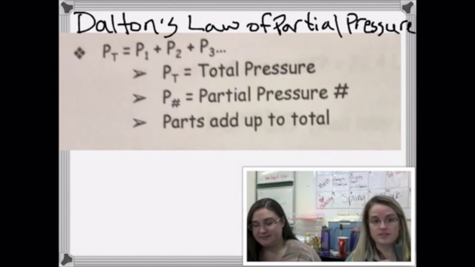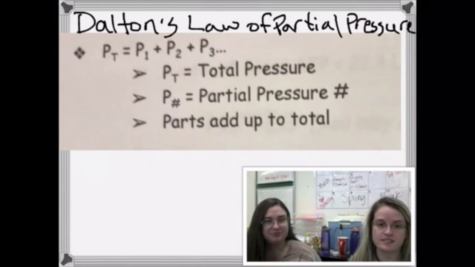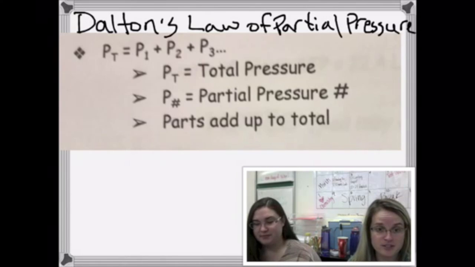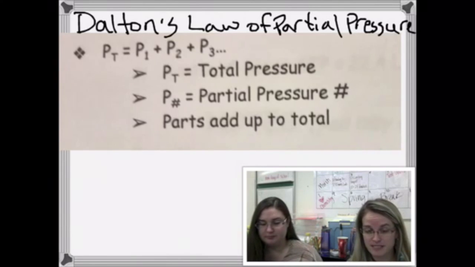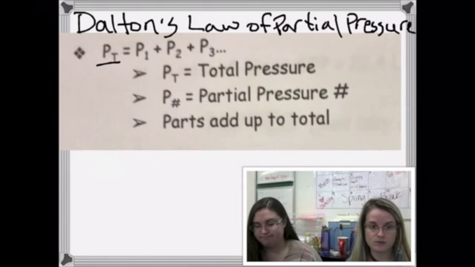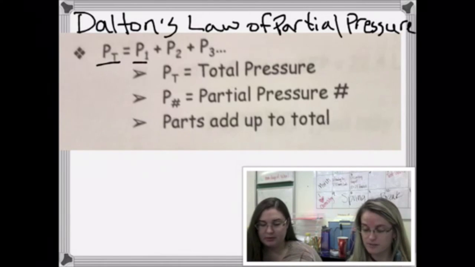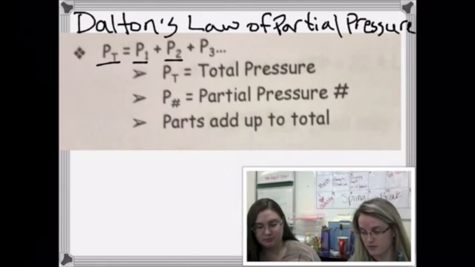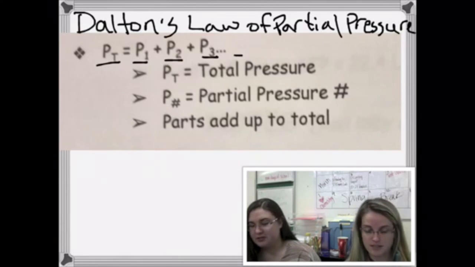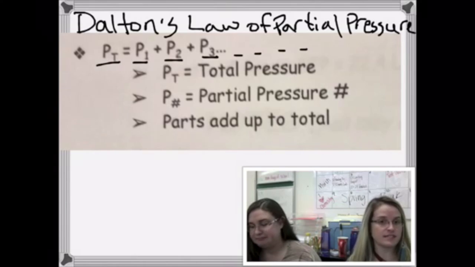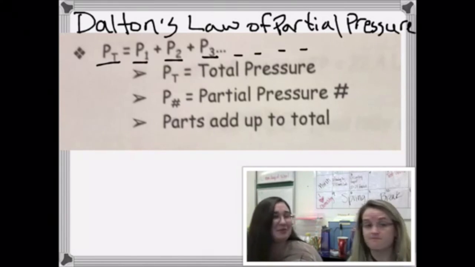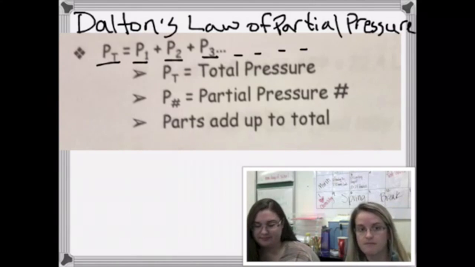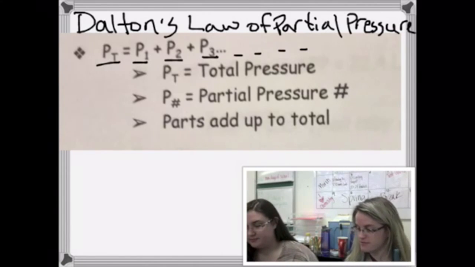Okay, so Dalton's law of partial pressure just says that your total pressure is equal to the sum of all of your partial pressures. We could write that as an equation: P with a subscript T, your total pressure, is equal to P1, the partial pressure of your first substance, plus P2, the partial pressure of your second, plus P3, the partial pressure of your third, and so on. However many you have, if it keeps going, you keep the equation going. It could be less than 3. It doesn't have to be 3. You could have just 2. That's fine.